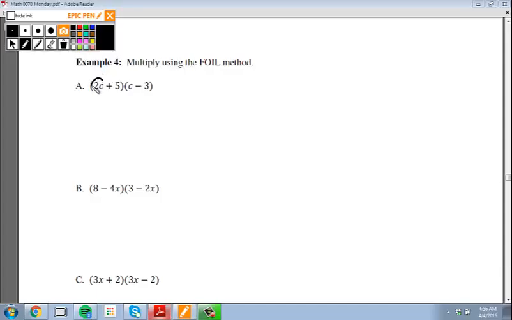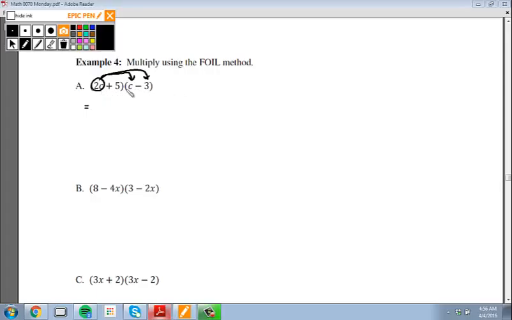Alright, so I'm going to take this 2c and distribute it to the c and the minus 3. Now, by the way, if you remember what I did before, I distributed the whole first binomial over.